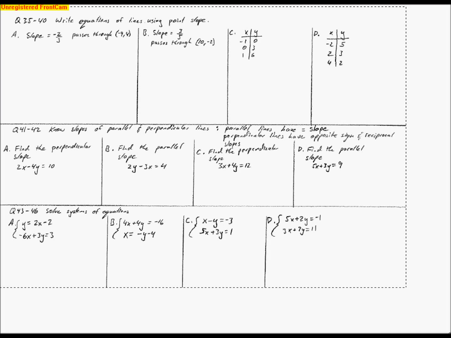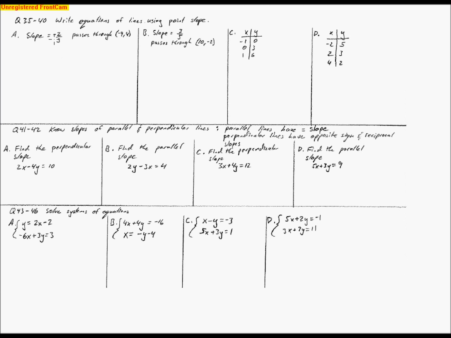This is the top of page 3 of the study guide for benchmark 2, and here we have some questions that ask us to write equations in slope-intercept form. So let's take a look at the first one here. We're given a slope, we're given a point, so what we're going to end up using is the point-slope formula.